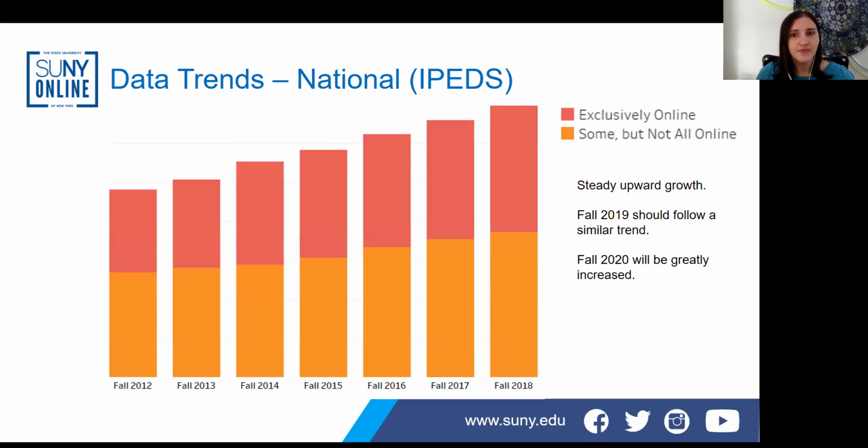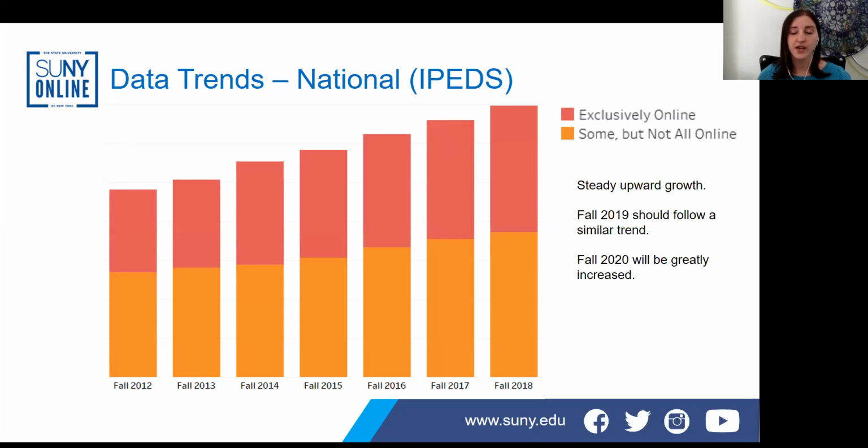So nationally, for IPEDS data, I actually didn't put any numbers or percentages here, but my point was more so to just show the trend, right? Pretty steady upward growth in terms of the numbers of students who are exclusively online and some but not all online. And I think fall 19 is going to show a very similar trend. Again, that data is not released on IPEDS yet because it is a delayed cycle.